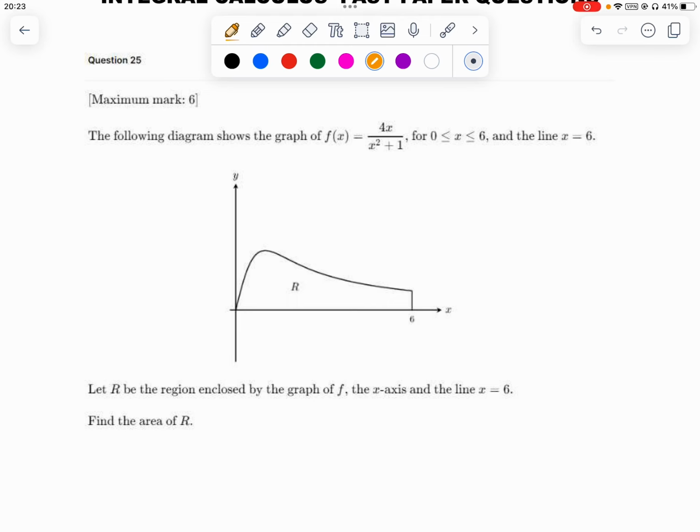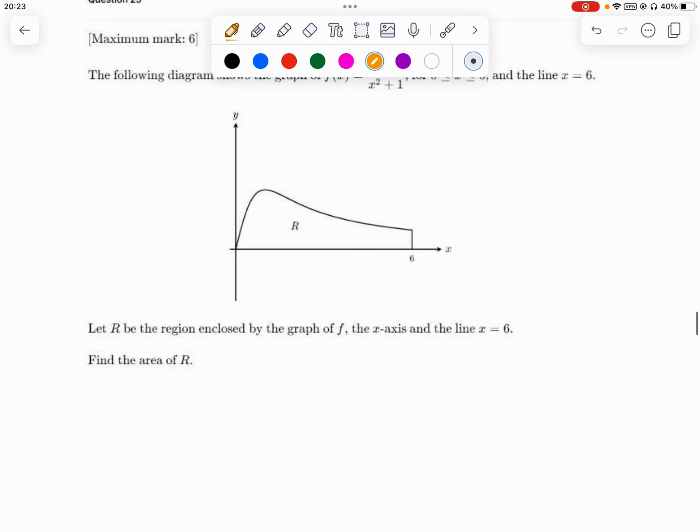So area is going to be nothing but the integral. Anytime we are going to find the area of the region, what are the limits? 0 to 6, y dx is going to be the area anytime. So that's going to be the integral from 0 to 6 of f of x dx. What is f of x? 4x upon x square plus 1 dx.